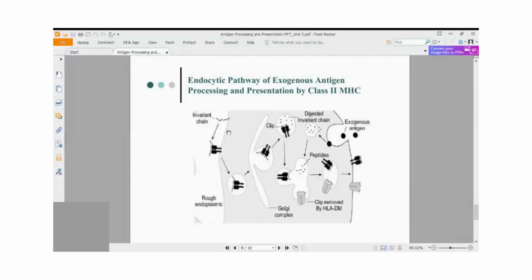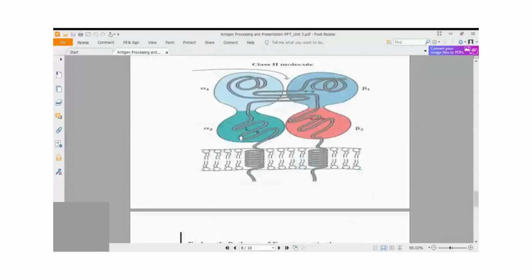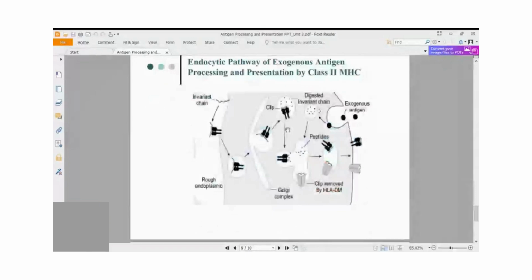It is synthesized outside on the ribosome as alpha chain and beta chain. After the synthesis of the alpha and beta chains, it is internalized. And just the way class 1 MHC molecule was protected from digestion, this is also going to be protected from digestion. Class 2 MHC associates with a protein called invariant chain, which is also a molecular chaperone. In the case of class 1, it was calnexin. Here, it is the invariant chain.